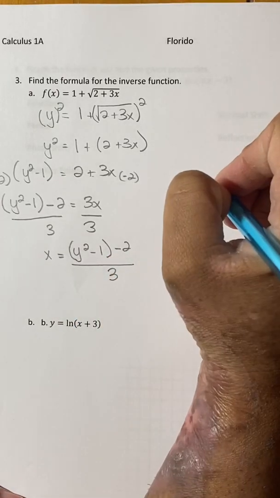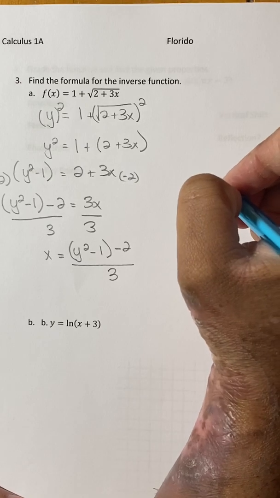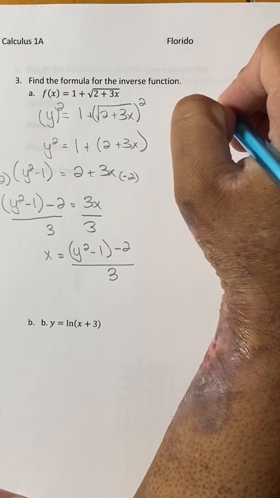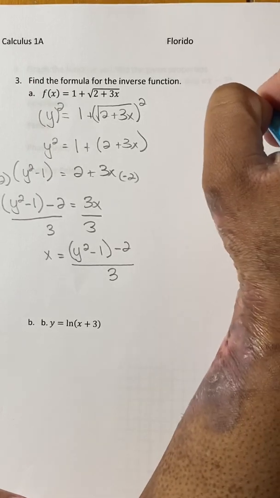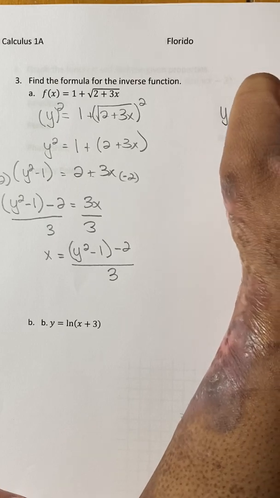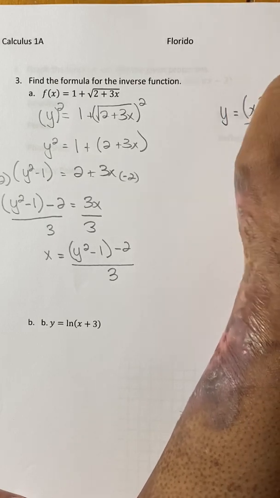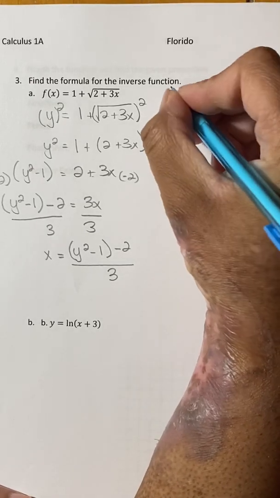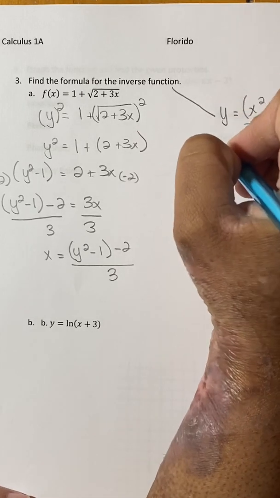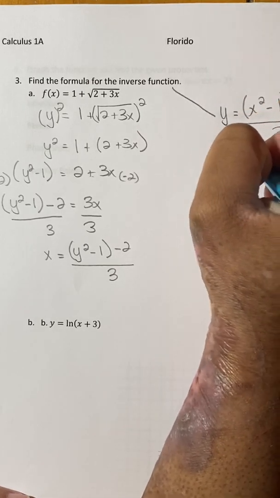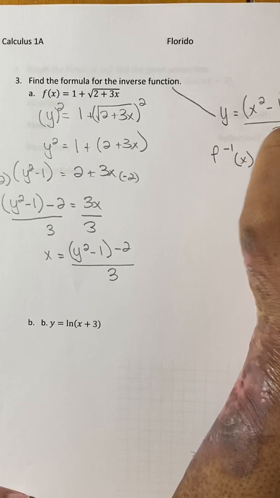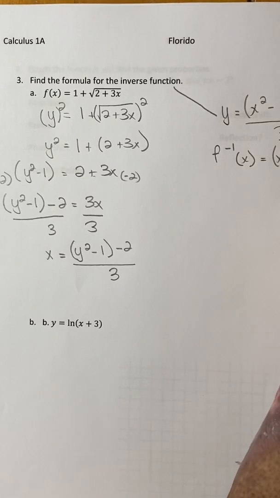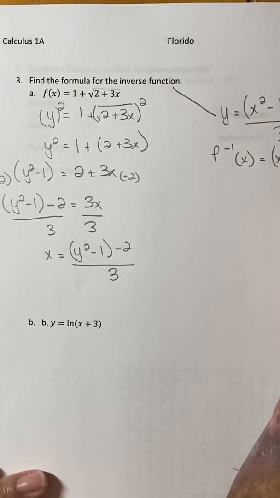So for your actual function now, you have to switch the x and y back over. So now you're going to have y equals x squared minus 1, put your parentheses, minus 2, over 3. Okay? And since that y is actually the inverse function, we're going to turn that into f inverse of x equals x squared minus 1 minus 2 over 3. Voila. So now we're going to move on to the next equation, the bottom one.